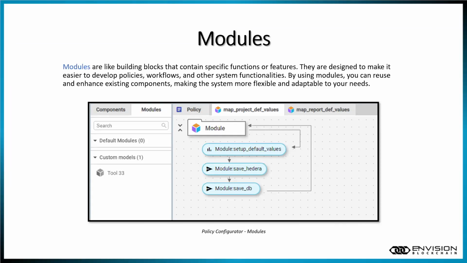Modules are like building blocks that contain specific functions and features. They're designed to make it easier to develop policies, workflows, and other system functionalities. By using modules, you can reuse and enhance existing components, making the system more flexible and adaptable to your needs. Having modules will allow you to reuse certain parts of a methodology.